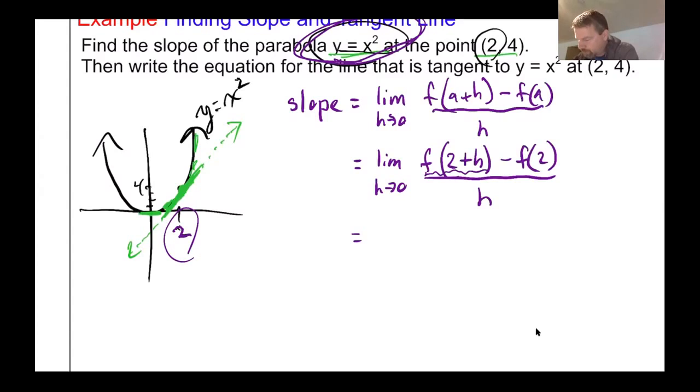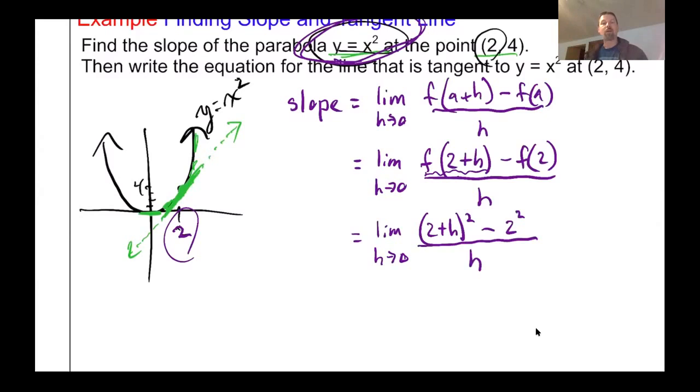And so this simplifies to the limit as h approaches 0 of (2 plus h) quantity squared minus 2 squared, all over h. 2 squared is 4, but I'll write 2 squared just because I can. I want to find this limit. I can't just plug 0 in now because then I'd be dividing by 0, which is a problem. So I'm going to hope some nice things happen, and with this formula, they almost always do.